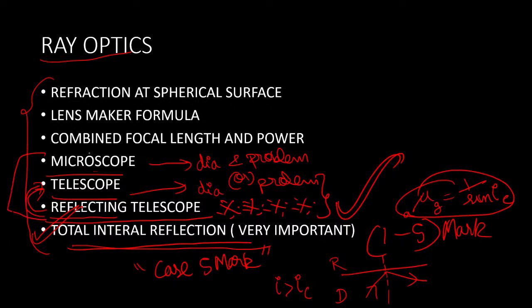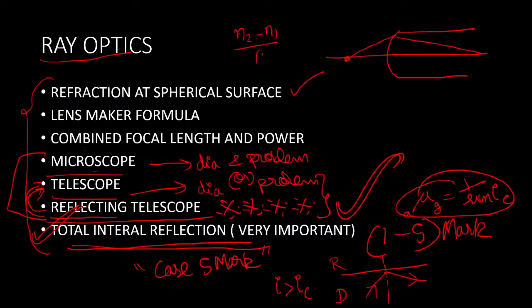The next one, if they do not ask a question from here, another repeated question is refraction at a spherical surface, the convex surface. It's a most important question. When light rays pass through a single convex surface, the formula is N2 minus N1 divided by R is equal to N2 divided by V minus N1 divided by U. A direct derivation can be asked. This is another important question.